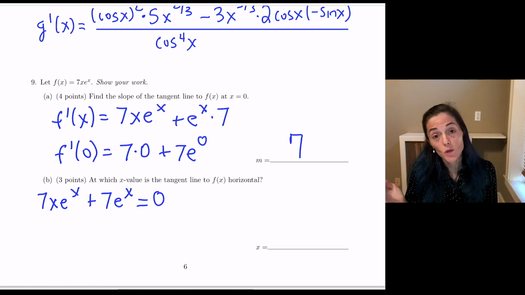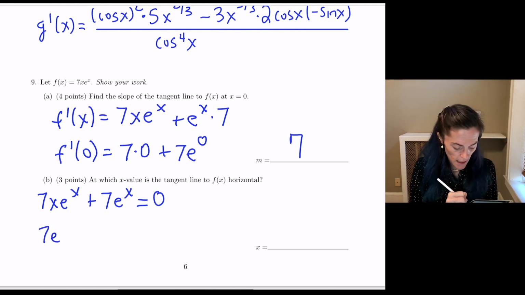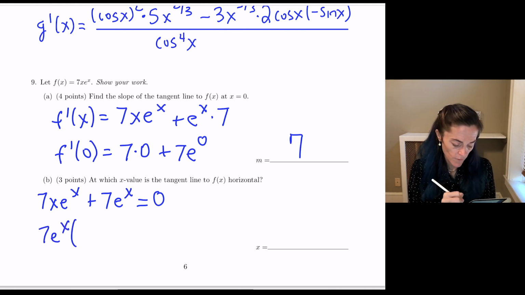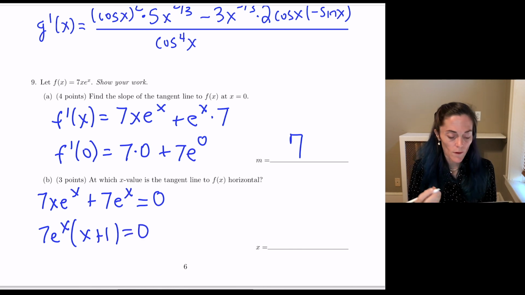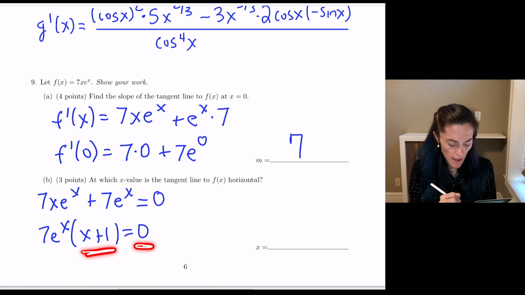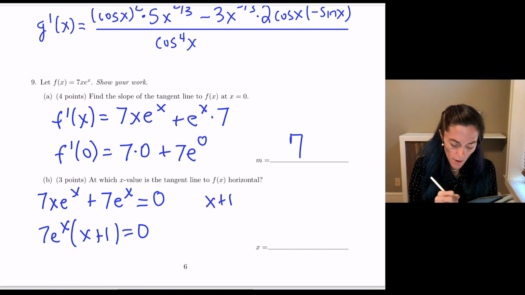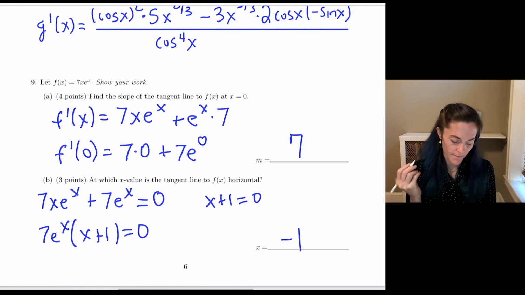Well, I have a sum of two terms. We want to factor out what's common to both terms. Both terms have a 7e to the x. I'm left with x plus 1. Now, 7e to the x is never 0. In fact, 7e to the x is always positive. So the only possibility here is x plus 1 equals 0. We get x is -1.